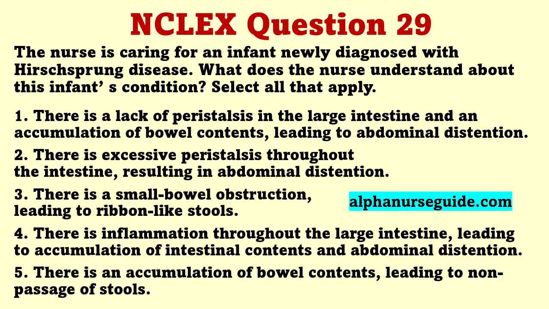There is accumulation of stool above the aganglionic bowel, which does not allow stool to pass through. There is a lack of peristalsis at the aganglionic section of the bowel. Hirschsprung disease does not include a small bowel obstruction. Hirschsprung disease does not present with inflammation throughout the large intestine.